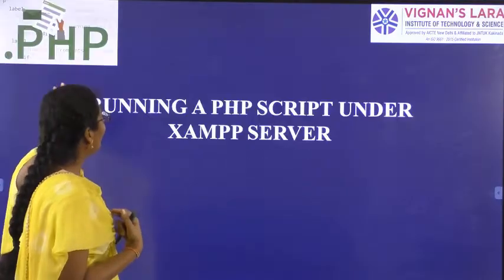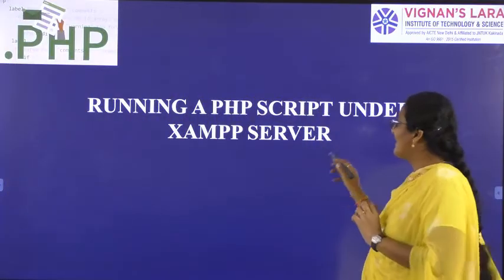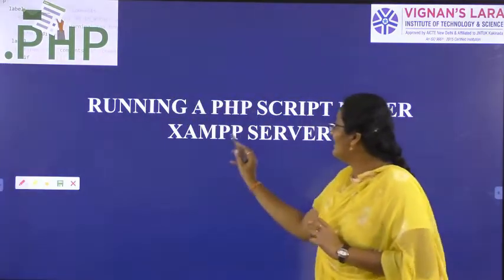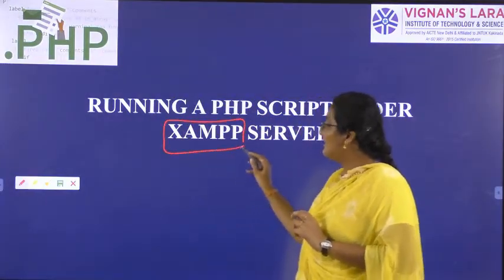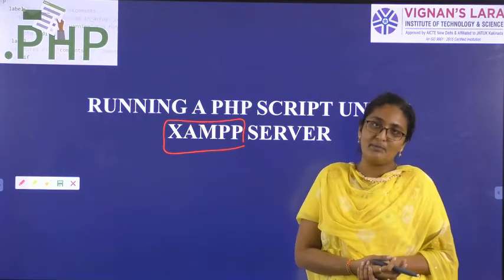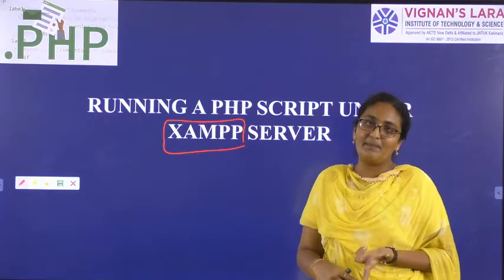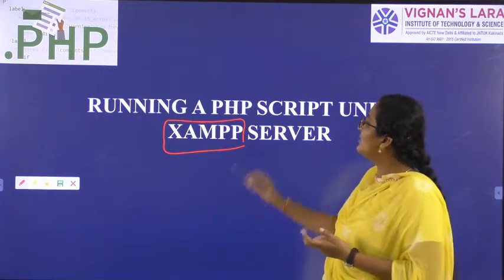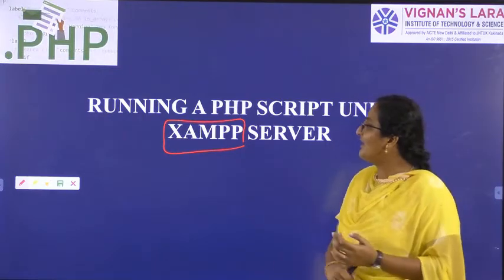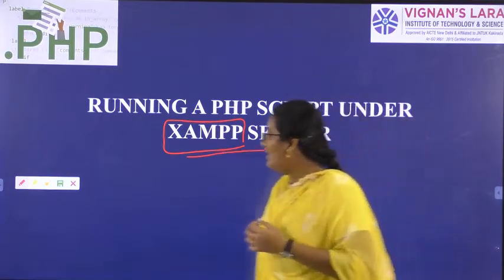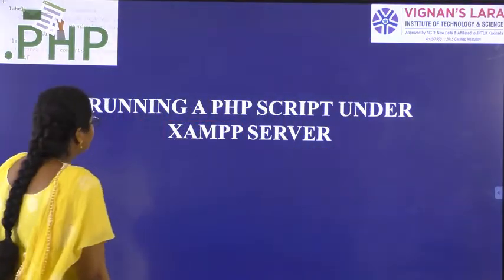So let us see how to run the PHP script in Jam server. So what is the server we have? Jam server. You need it to execute the PHP programs. So till now you know what is PHP, and how to create a PHP file you know. Now you need to execute this PHP file. For executing the PHP file we need the Jam server. We'll see how we can execute.